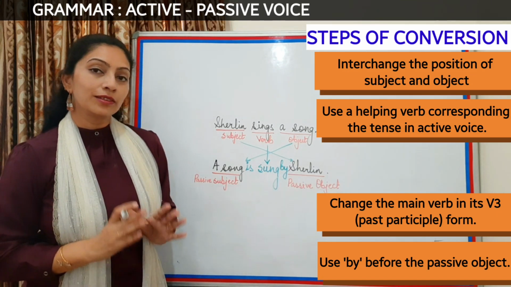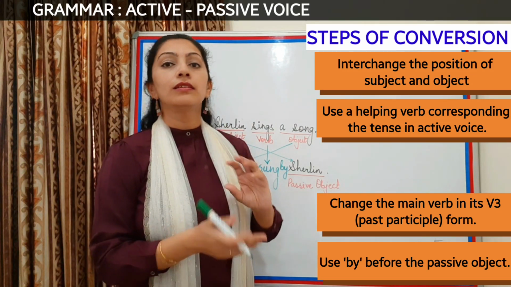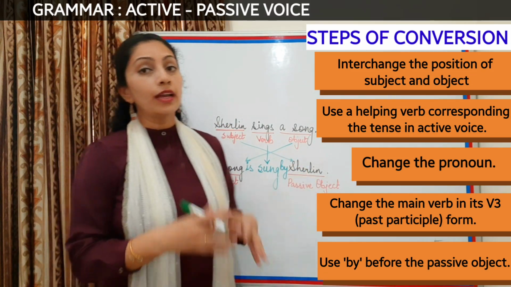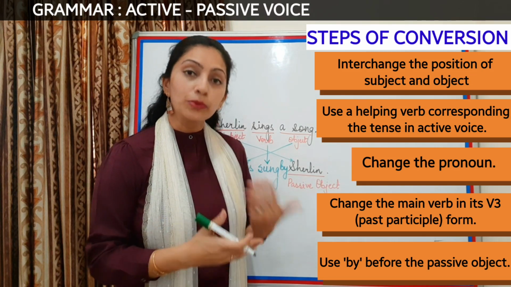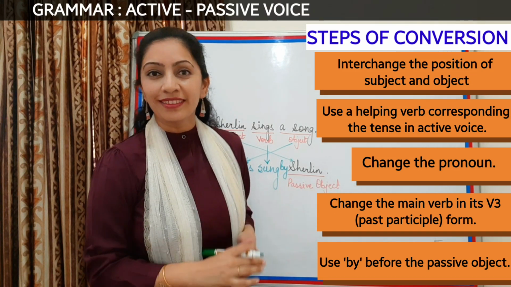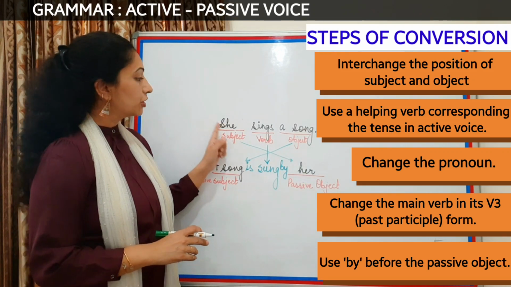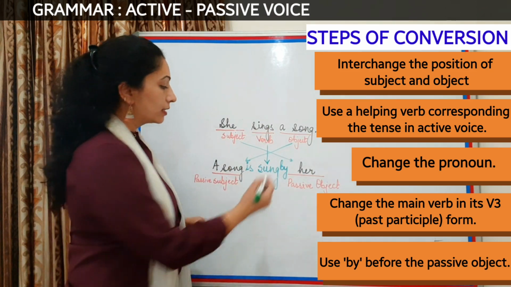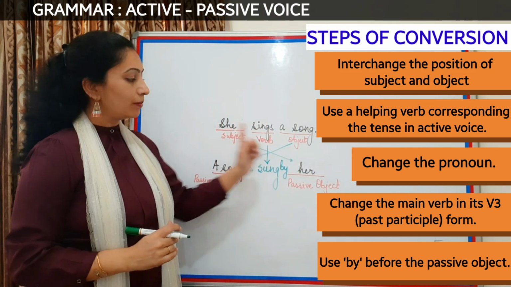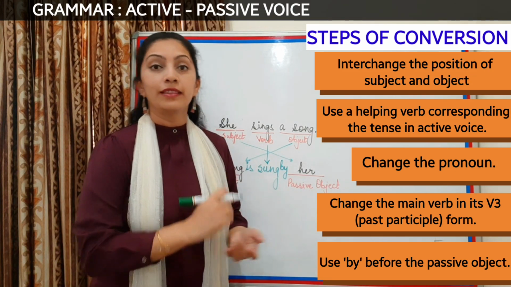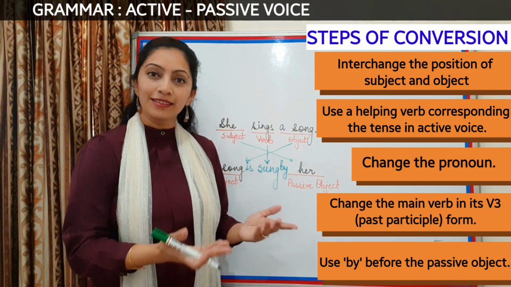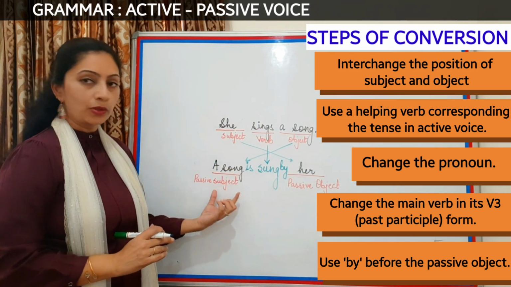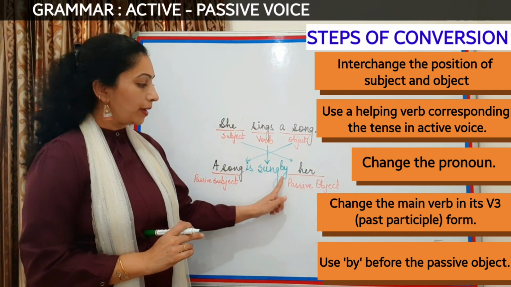And the last step here is to change the pronouns. Now here I do not have pronouns, I am directly using someone's name. But if I am using pronouns, then how do I change? Let's look at that example. So if my sentence here is she sings a song, it's a pronoun. Then how will this pronoun change in passive voice? It will become her. So she will become her, he will become him, they becomes them, we becomes us, etc. So now the entire passive voice will be a song is sung by her.